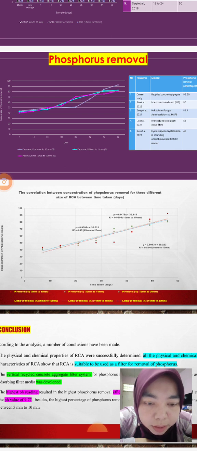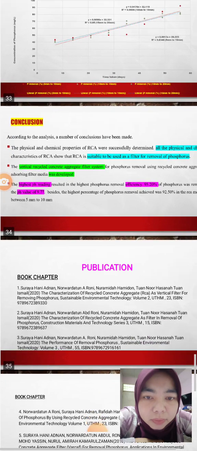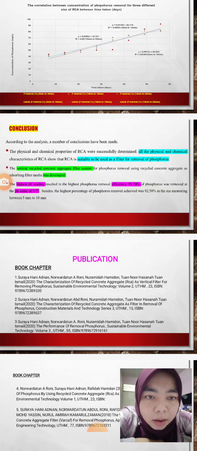So for the conclusion, the physical and chemical properties of RCA were successfully determined. All the physical and chemical characteristics of RCA show RCA is suitable to be used as a filter for removal of phosphorus. Vertical recycled concrete aggregate filter for phosphorus removal using RCA as absorbing filter media was developed, and the highest pH reading results in the highest phosphorus removal efficiency, where 95.2% of phosphorus was removed at pH 9.7.